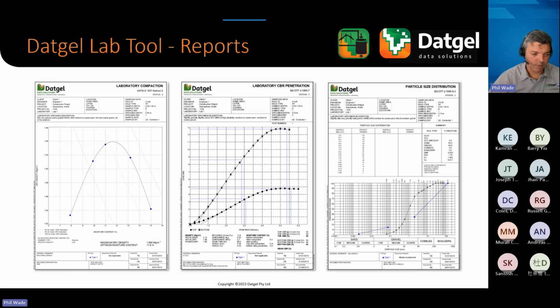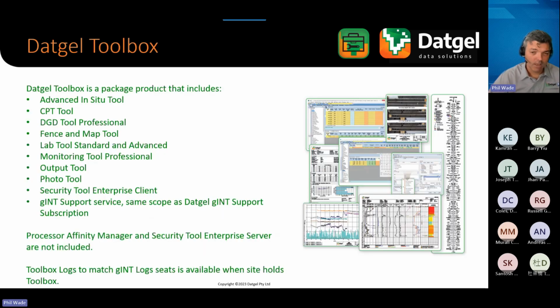Here are more example reports of what it can do. Now, overall, we have the Datgel toolbox product, right? It incorporates all of our add-in tools, so it has all the other tools, the fencer map tool, the output tool, and so on, the CPT tool. Actually, the CPT tool supports AGS format. I think I must have forgotten to put that in my slides. So yes, it fully supports it. And so the toolbox has all our tools in one price. It's considerably discounted over buying each individual product.